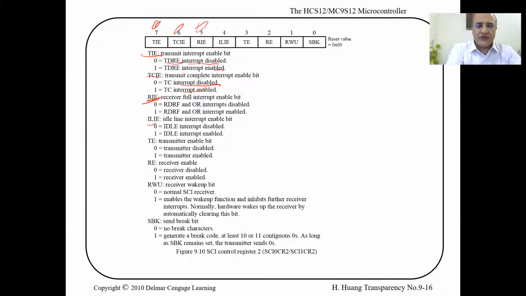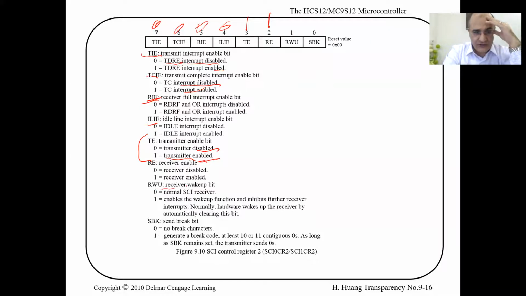You can also get an interrupt when a line is idle. This bit is important. This would enable the transmitter. Enable or disable the transmitter. So when we initialize, this has to be a 1, transmit. Or also the receiver. We want to do two-way communication.